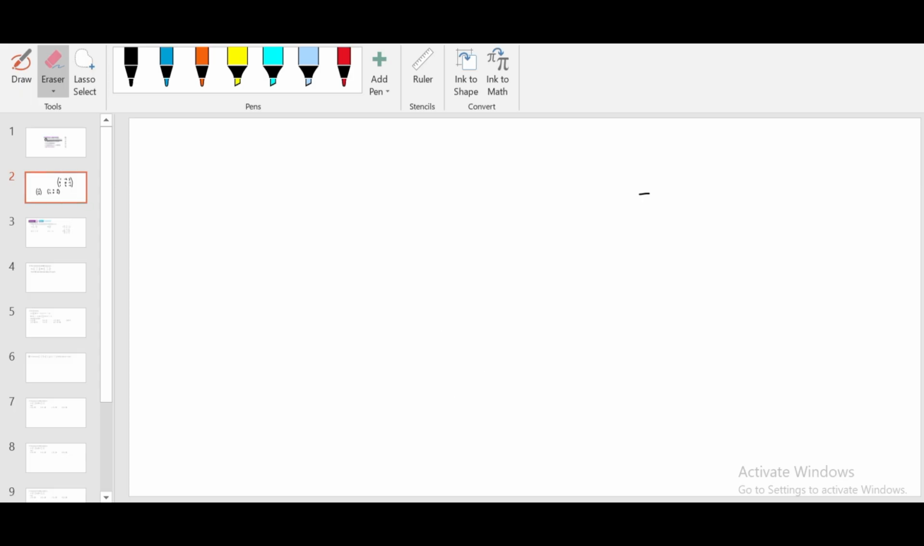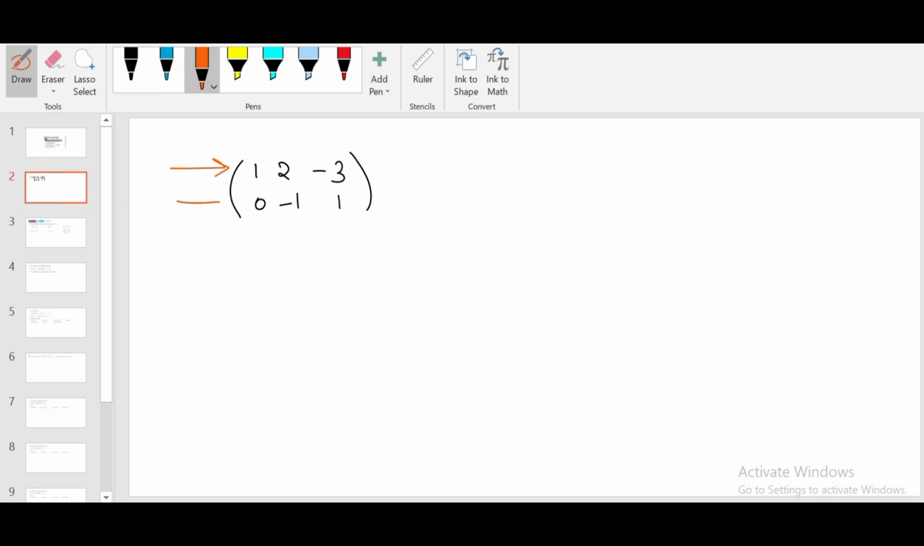Let me take a matrix: 1, 2, -3, 0, -1, 1. These are called rows actually. First row, second row. There are 2 rows, right? And there are 3 columns. So the order of this matrix is 2 by 3. That's how you write it. You need to write the number of rows by the number of columns. Don't put 3 by 2. 3 by 2 is this actually.